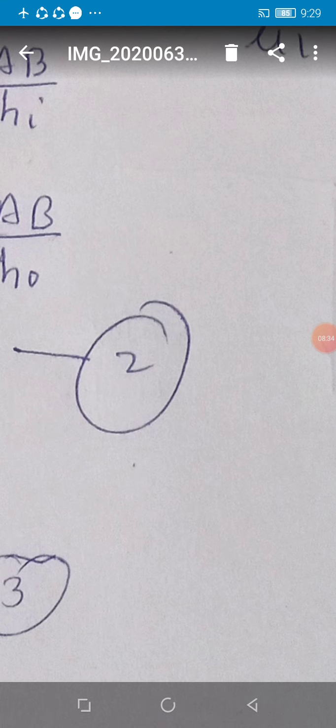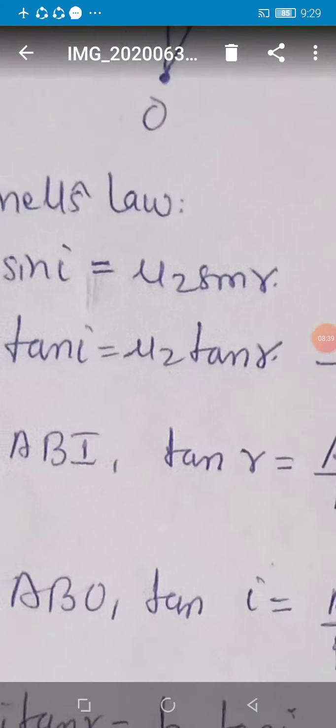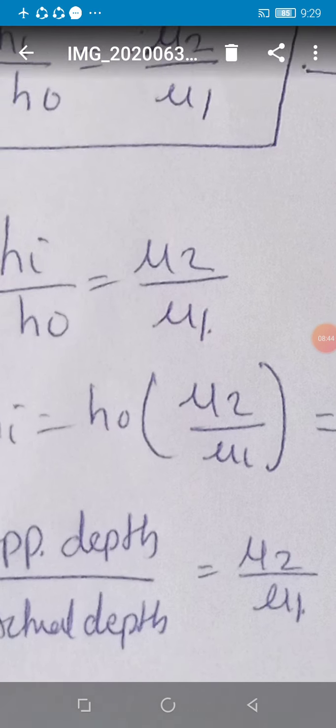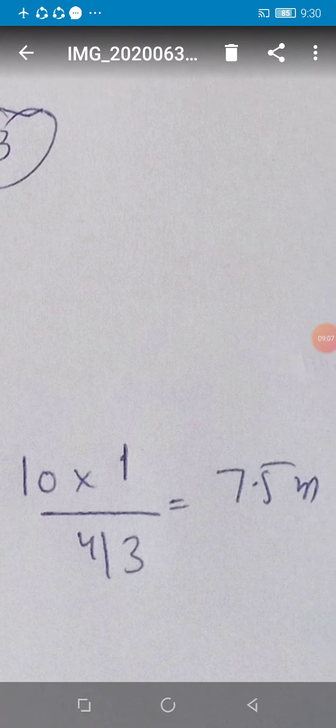Now students, I will solve one numerical. Suppose the height of the object was, now before that, one more thing: height of the image, height of the object. Height of the image I have written as apparent depth. Apparent depth means it is appearing to the person who is observing it, it is not the real one, and the image is formed there. So I have given it the name apparent depth, and below, actual depth. So this one formula is there: apparent depth upon actual depth is equal to mu2 upon mu1.